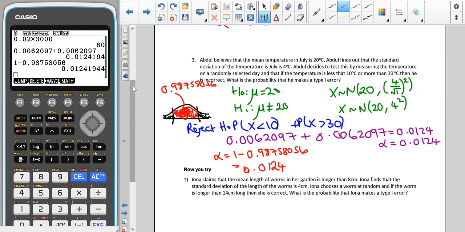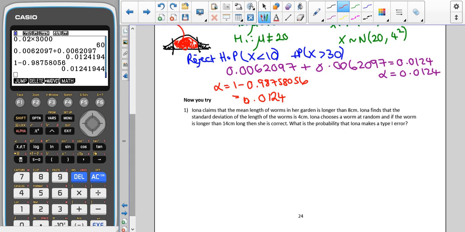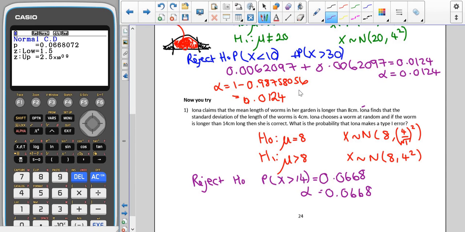I would now like you to pause the video and give the Now You Try questions a go. So hopefully you've now given the Now You Try question a go. So here we have, Iona claims that the mean length of worms in her garden is longer than 8 centimetres. Iona finds that the standard deviation of the length of the worms is 4 centimetres.